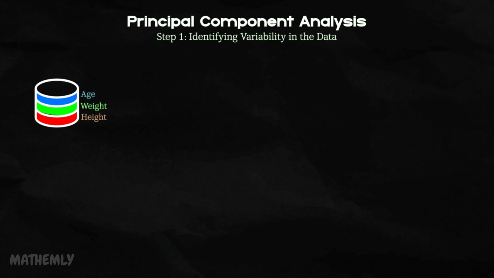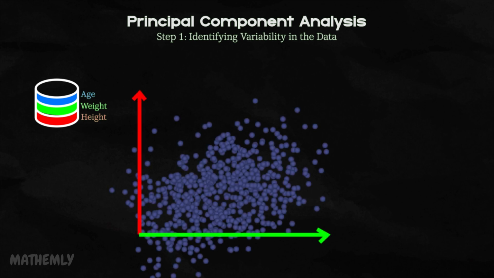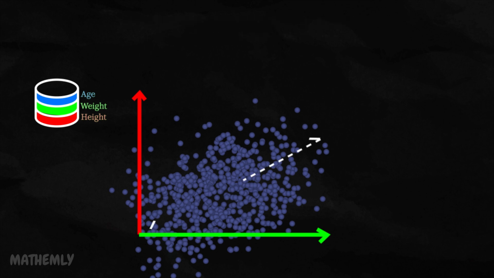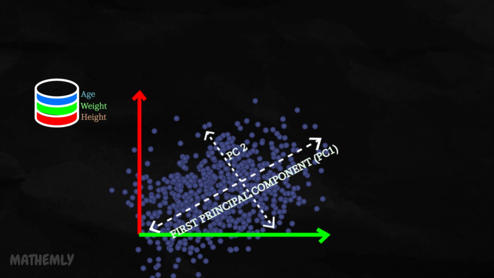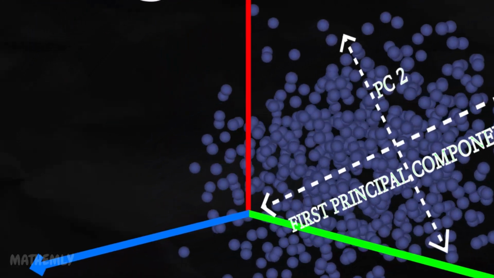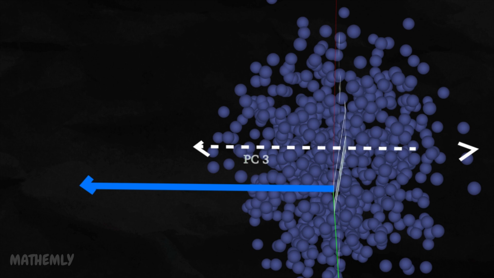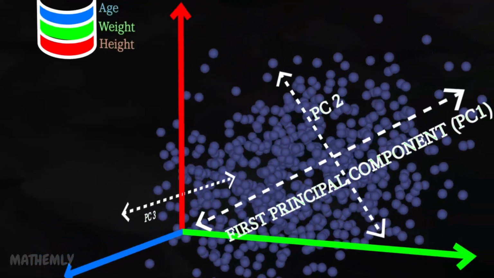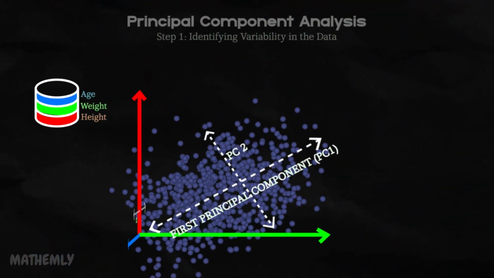Think of a cloud of data points forming an elongated oval shape. PCA finds the axis along which this spread is the largest, that is, the first principal component, or PC1. The second principal component, or PC2, captures the next highest variance, and so on. If we extend this to 3 dimensions, a 3D plot would show PC1, PC2, and PC3, illustrating how PCA progressively captures the most significant patterns in the data while reducing complexity.